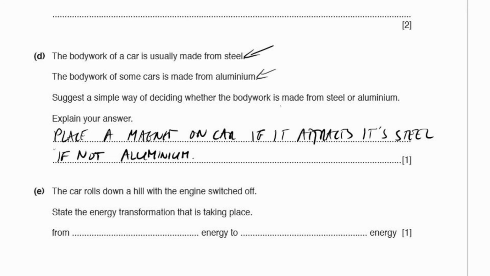And E, the car rolls down a hill with the engine switched off. State the energy transformation that is taking place. Okay, if it's coming down a hill, what we start off with at the top of the hill, there we go, our awesome little car. Not sure anyone would buy that car, but fair enough. It has at the top gravitational potential energy. As it gets faster and faster going down, that becomes kinetic energy. So we start with gravitational potential energy, which is energy due to its height, and that changes to kinetic energy.